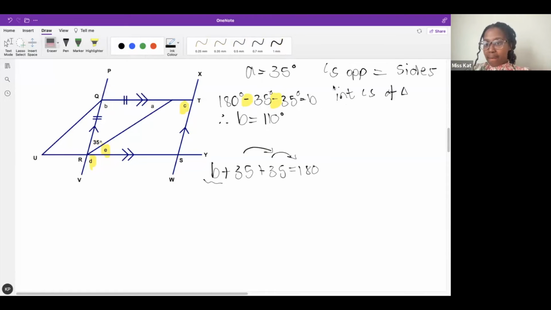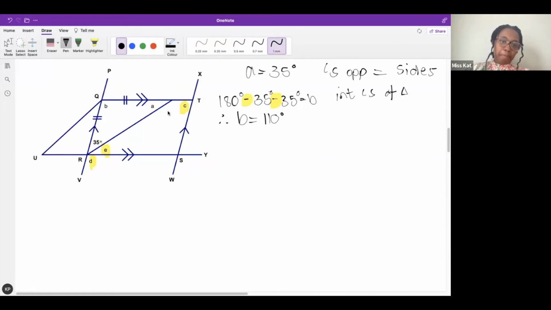A equals E, you're welcome. Reason: alternate angles, says Garabo. Let's see. A equals E, and that would be correct. So actually, because we have figured out A, we should say E is equal to A, which is equal to 35 degrees. Alternate angles, and my parallel lines are QT is parallel to RS.